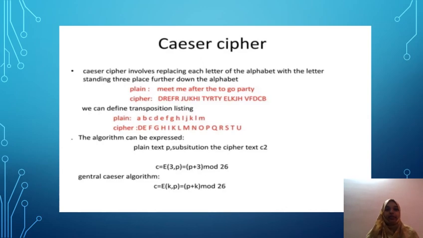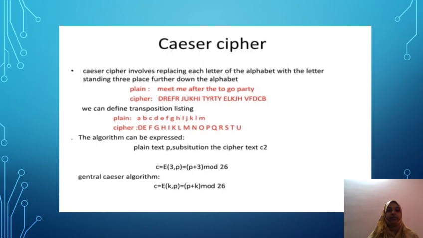Now let's look into the Caesar cipher. Caesar cipher involves replacing each letter of the alphabet with the letter standing three places further down the alphabet. So the plain text is "meet me after the toga party". This is the plain text, and below that we have the cipher text.